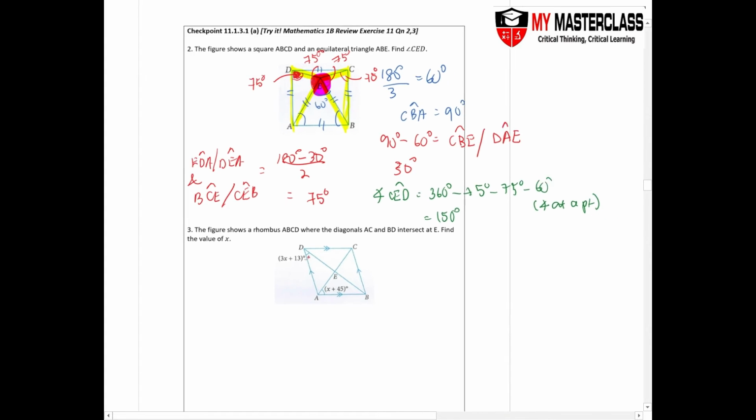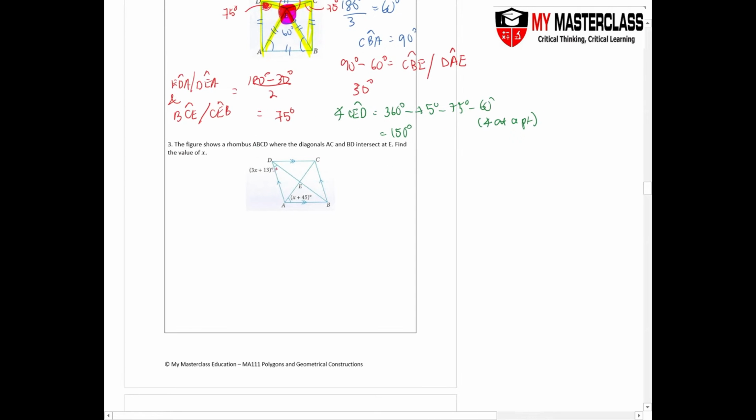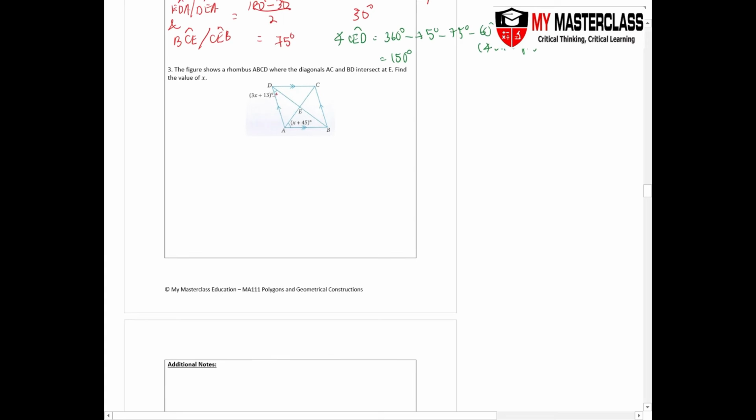Okay, so this question may be a little bit tricky, but it's testing you on the properties of different kinds of triangles which you need to take note. Then let's move on to question 3. Now the figure shows a rhombus ABCD where the diagonals AC and BD intersect at E. They're asking you to find the value of x.